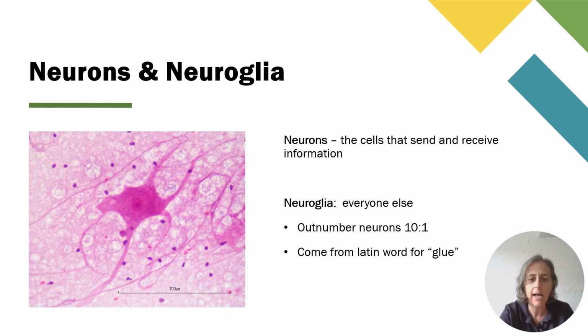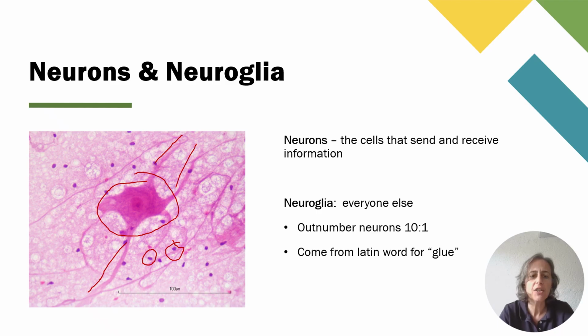So if we're looking at this micrograph here, we can see in the center this large cell that has some projections going off of it. That is the neuron. And then all of these little purple dots, here's one, those are the nuclei of these other cells, which are called neuroglia. Now, there are different types of neuroglia, as we're going to learn about. And as you can see, they outnumber the neurons by about 10 to 1.